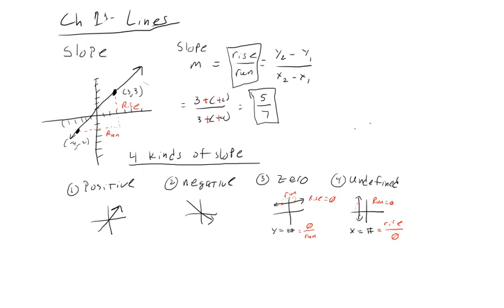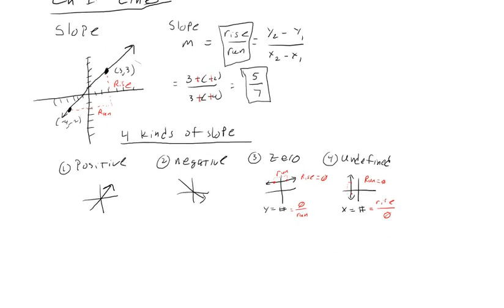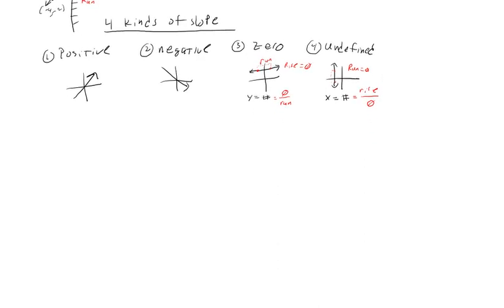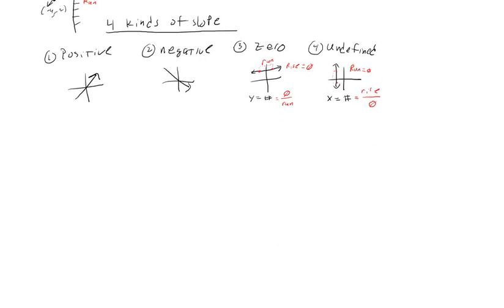Okay. Questions so far? So 4 types of slope that are important: positive, negative, 0, and undefined. I'm going to move stuff up. If you need me to move something back down, please let me know.